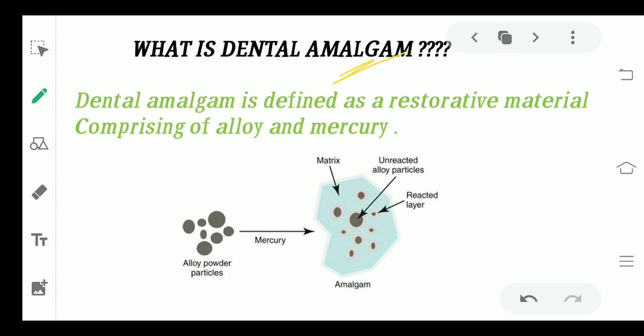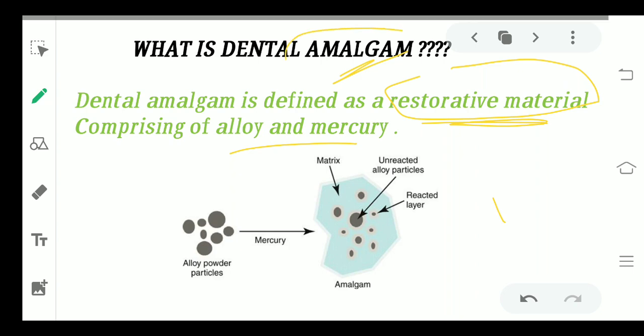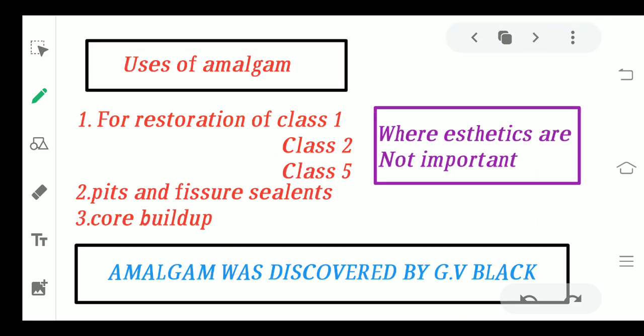So firstly, this is a restorative material. I hope you know what a restorative material is, which is used in restoration wherever we have caries. So dental amalgam is defined as a restorative material which is made up of alloy and mercury. So it is not just one element, but a mixture of different elements which lead to the formation of a dental amalgam. Moving to the next, that is uses of amalgam.